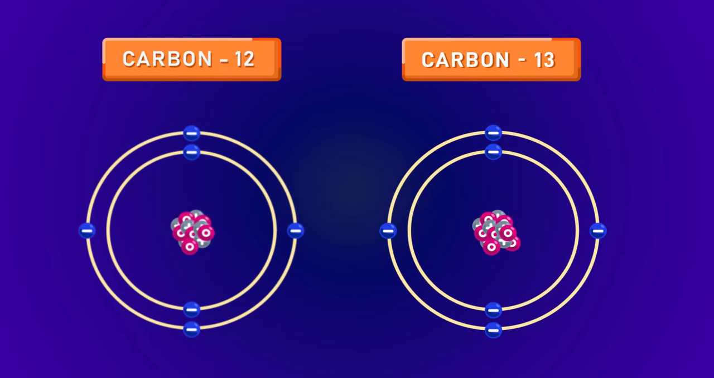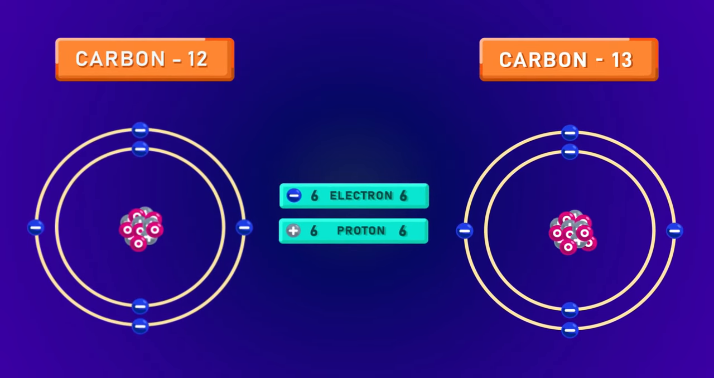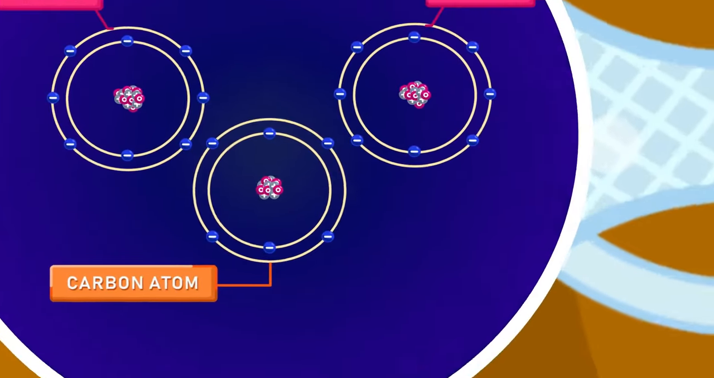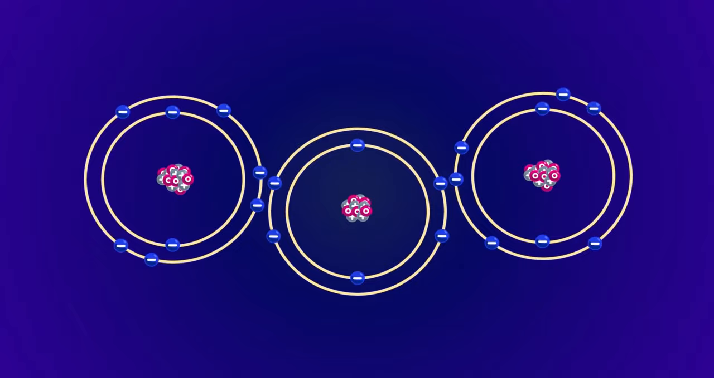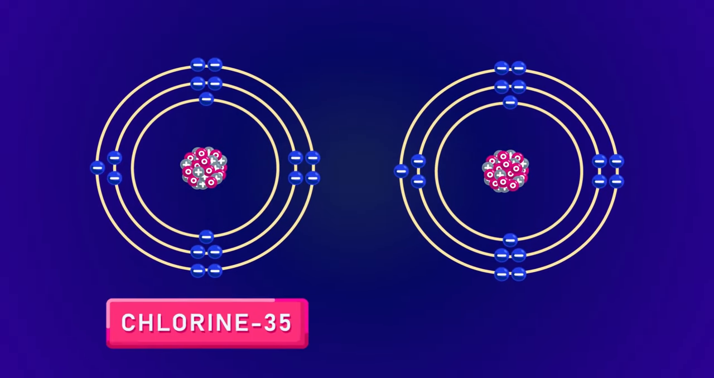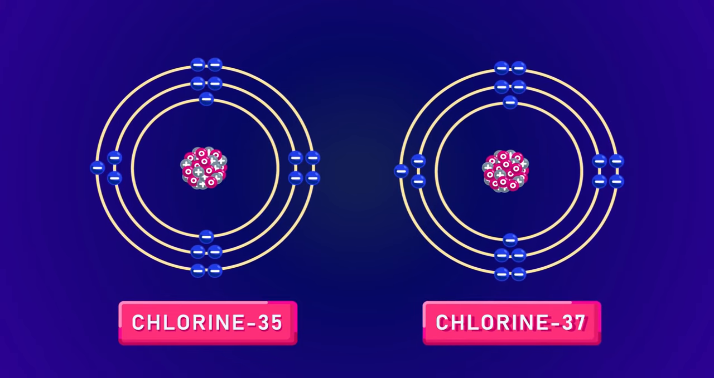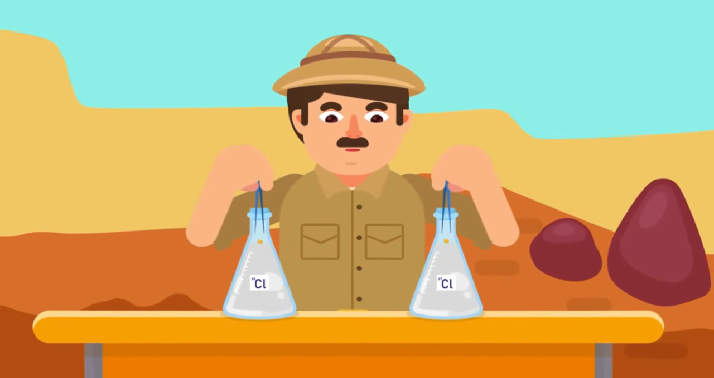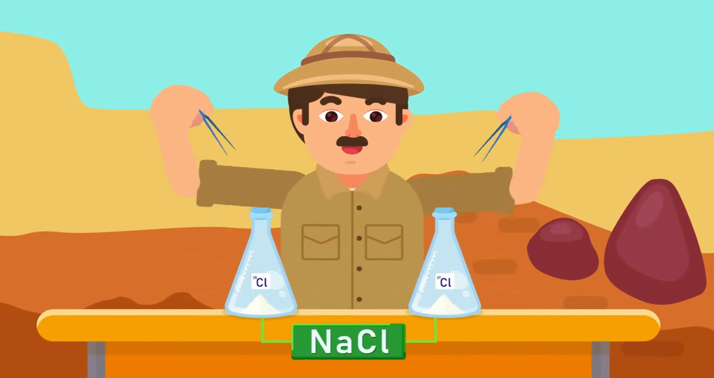An isotope is a group of atoms from an element with the same number of electrons and protons, but a different number of neutrons. Isotopes have similar chemical properties because chemical reactions only involve electrons and not neutrons. An example of this is that of chlorine-35 and chlorine-37. Both are isotopes of chlorine. Although their mass number is different, they both react similarly with sodium to form sodium chloride.